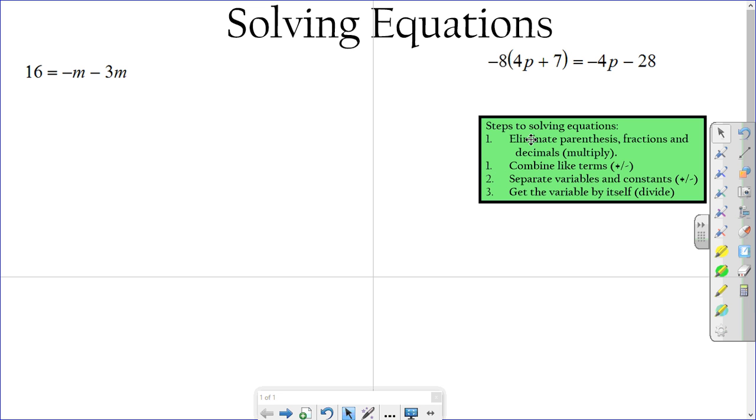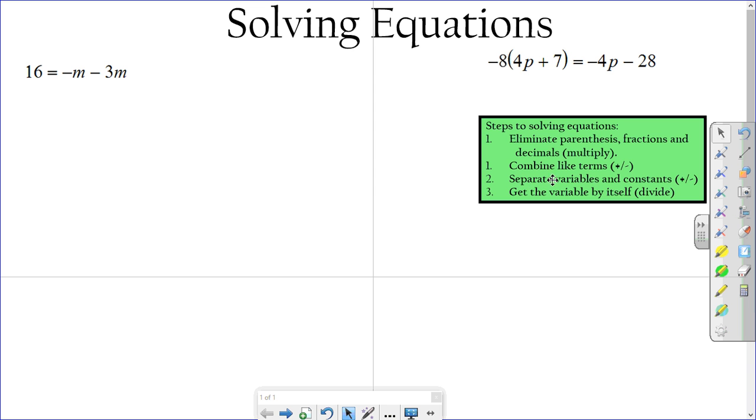Step number 1, eliminate parentheses, fractions, and decimals. If you have any of them and want to eliminate them, the way you do it is you multiply. Step number 2 is combine like terms. That's plus or minus, which means you add or subtract. Combine everything on the left, and combine everything on the right.